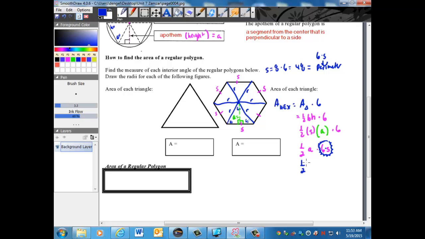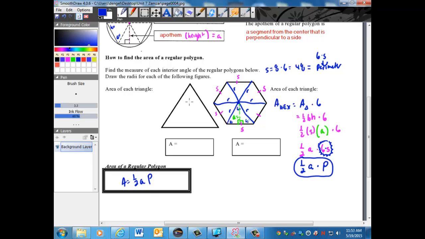So I have 1/2 A and then times, and then I'm going to put a big P, which stands for perimeter of our shape, of our regular polygon. So this becomes our formula for the area of all regular polygons. We have area is equal to 1/2 lowercase a and then big P, which stands for perimeter.